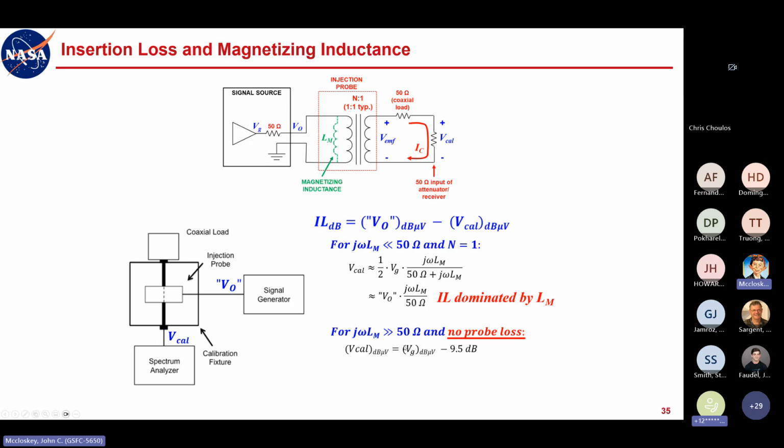So when in numeric space VCal is 1/3 of VG, in dB space it's the same as saying VG in dB microvolts minus 9.5 dB. That's all. That's what this is. So again, I apologize for skipping a step, but that's where this comes from. Everybody clear on that?